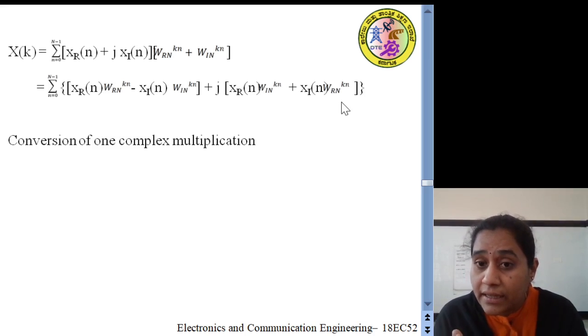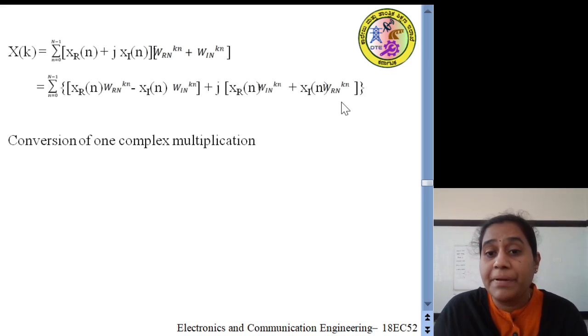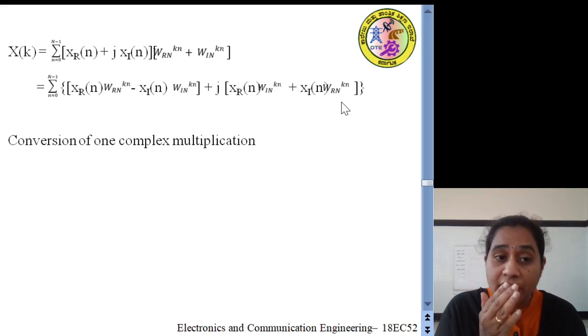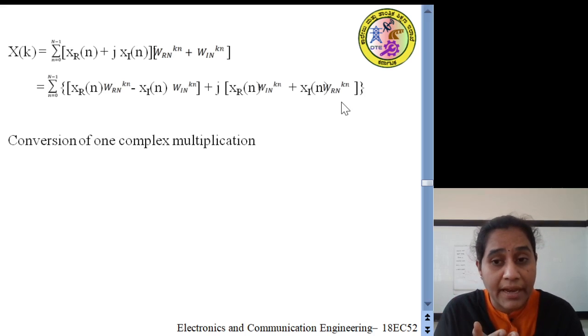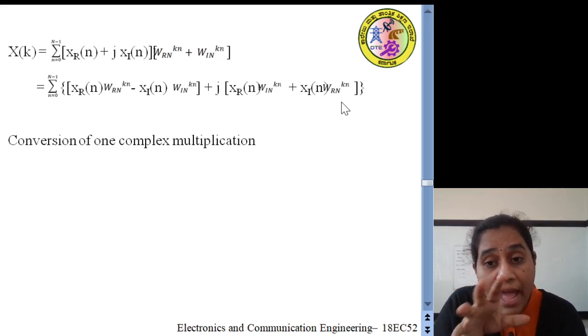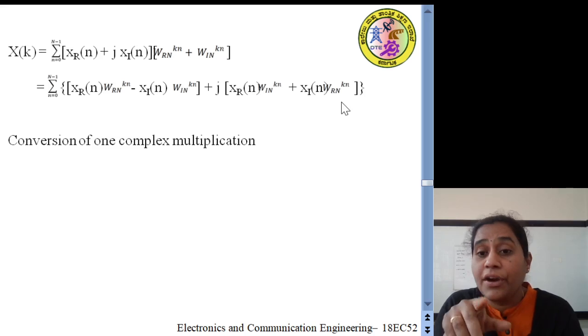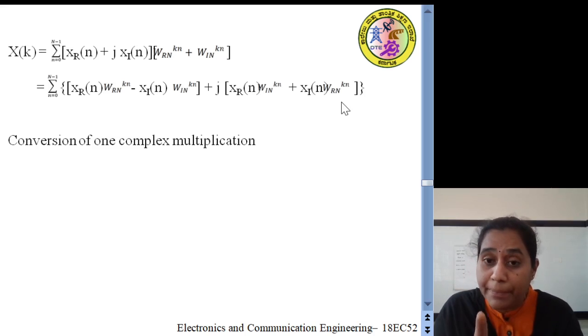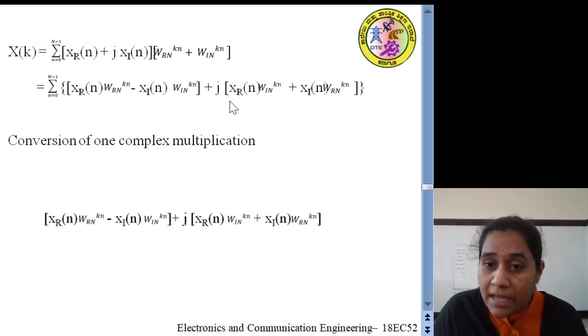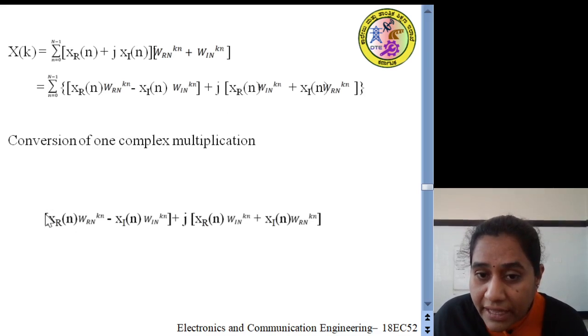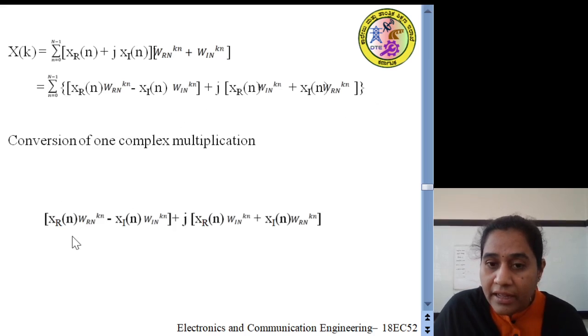Which is one complex multiplication? That is multiplication of two complex numbers. As we considered our x of n as well as the twiddle factor wn as complex numbers, that one complex multiplication, x of n into wn raised to the power of kn, is now converted into this term. You can observe this within the flower bracket, the things we have considered here.